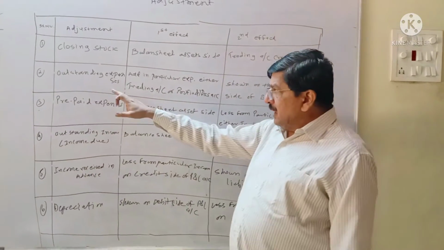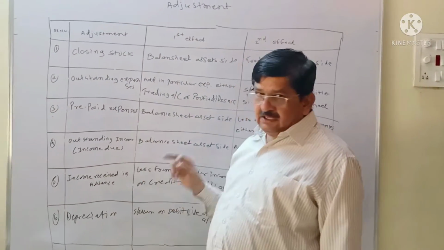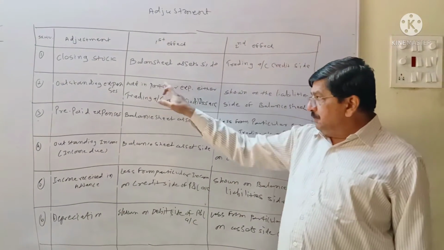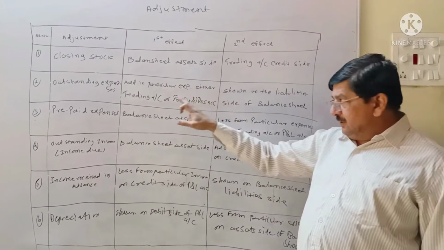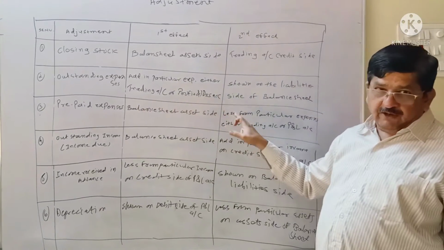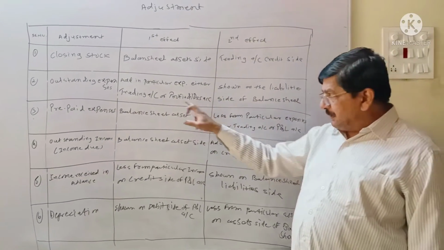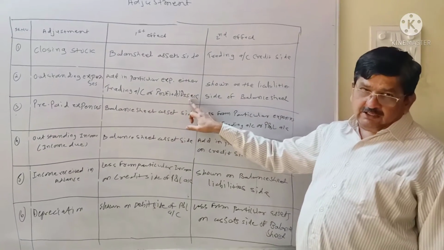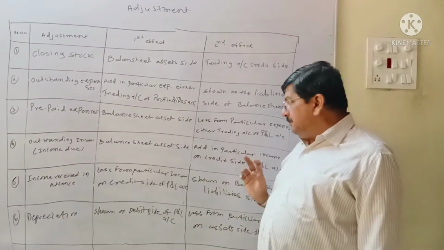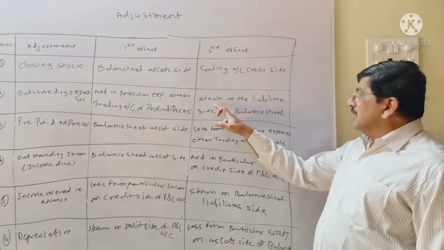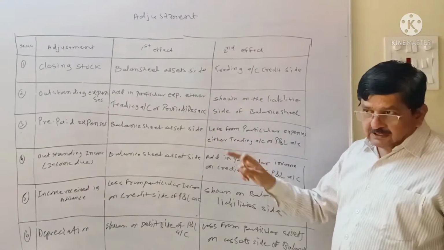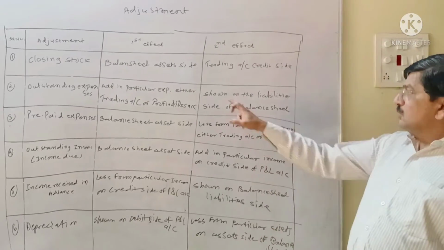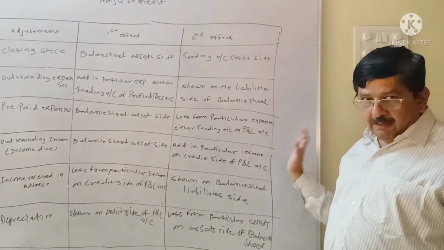Second, outstanding expenses means expenses due but not paid. Add them to the particular expense, either in the trading account or the profit and loss account. If that expense is in the trading account, add it to the trading item. If the expense is given in the P&L, add it to the P&L item. And the second effect: outstanding expenses are expenses due but not paid. It is our liability, so show it on the liability side of the balance sheet.